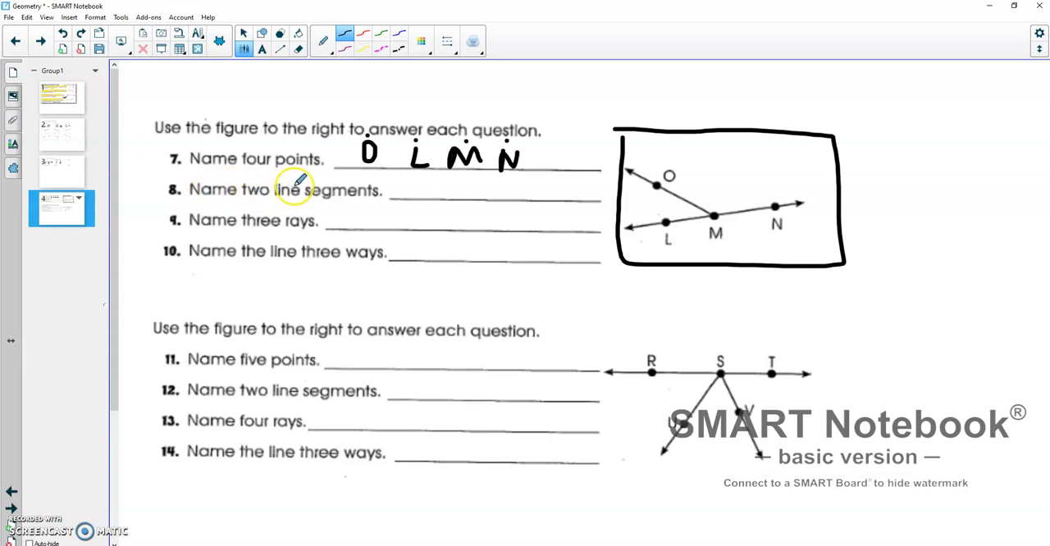Now name 2 line segments. If I just look at it, this looks like a ray, this looks like a ray, this looks like a ray. LM looks like a line. Where are the line segments? Because I see arrows. Well, all you have to do, if I highlight right here, this is just a line segment. Remember, you're cutting it off.